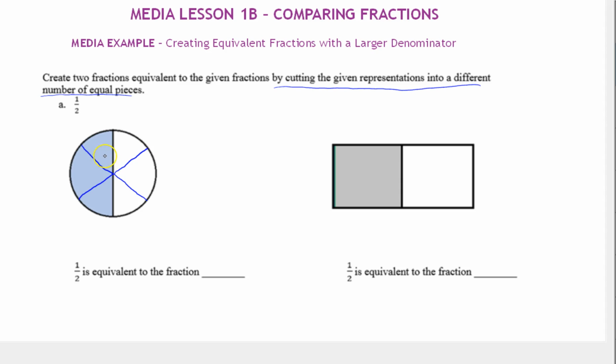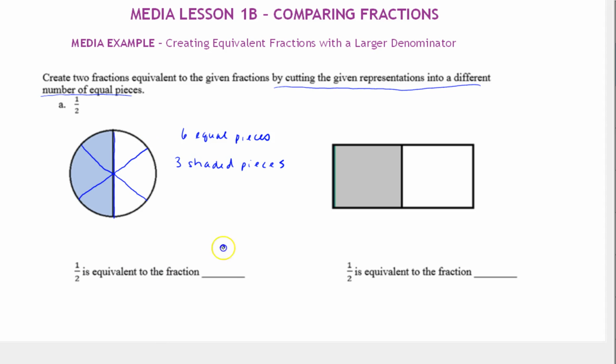Now notice, if we look at this, we'll look at the line that was already there too. And now our unit is broken into 6 equal pieces. And now that it's broken into 6 equal pieces, we wouldn't say that there's just one piece shaded because 3 of the pieces are shaded. So we can say that this fraction, 1/2, is equivalent to the fraction 3 out of 6.